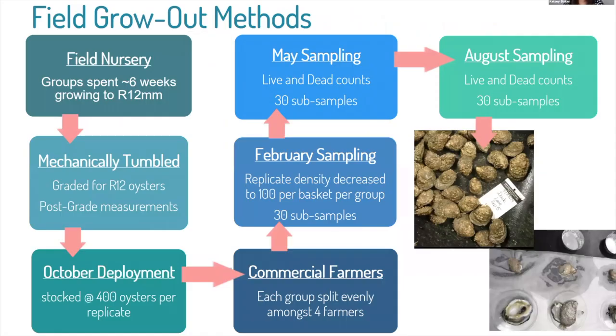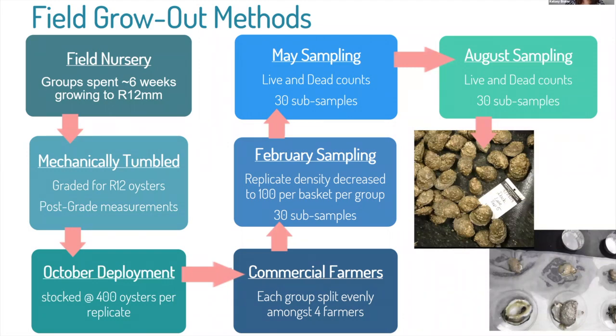So onto our field grow out methods. Each group spent about 6 weeks growing in our field nursery field site, in order to be able to have that 75% or more retained on a 12 millimeter screen. When we were confident that we reached that percentage, oysters were brought in October and were mechanically graded to determine that retainment success. And then each group was stocked at 400 oysters per basket and was deployed to 3 of our Auburn University field sites.